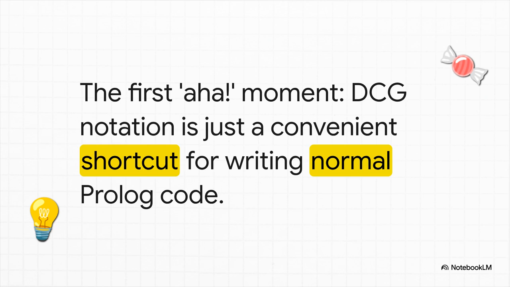Here it is, the big secret. DCG notation is just syntactic sugar. That's it. It's a shorthand, a convenient way to write code. It lets you write something that looks like a simple grammar rule, but behind the scenes, Prolog is handling all the messy, tricky stuff for you. You get to focus on the logic, not the plumbing.